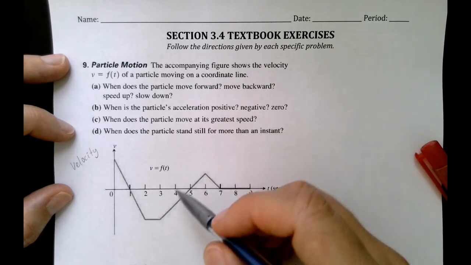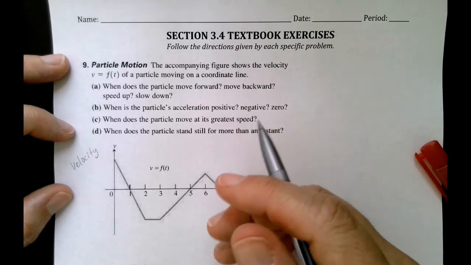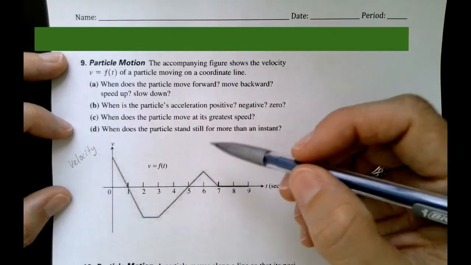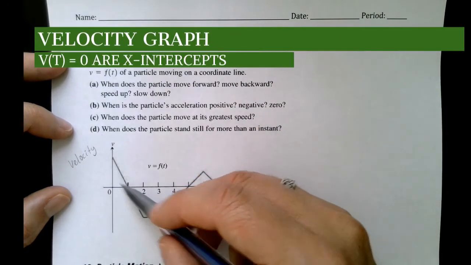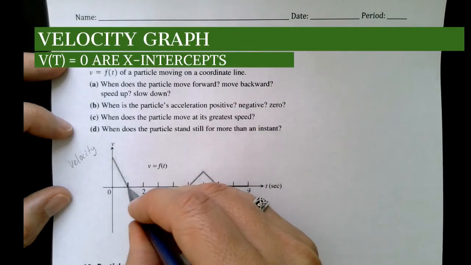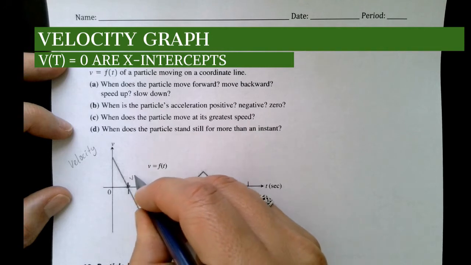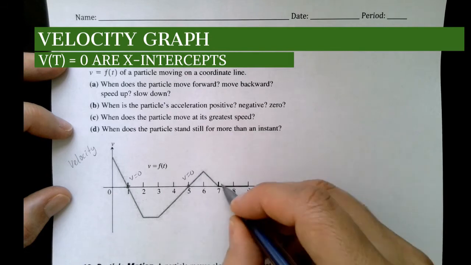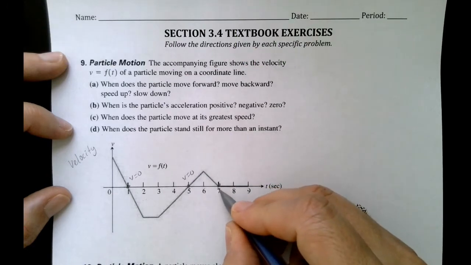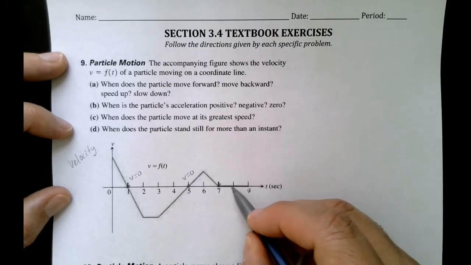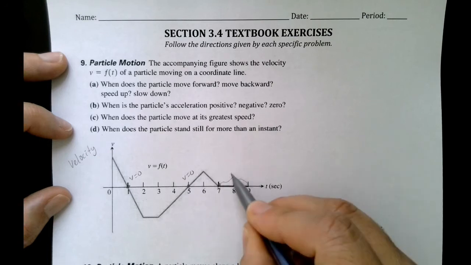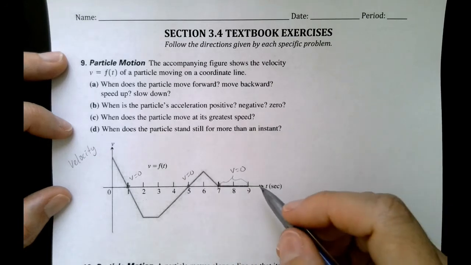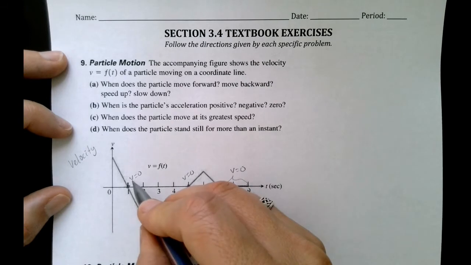Now remember, velocity is the direction and magnitude of your object. The first thing I want to do is note, where is velocity 0? Well, that's going to be an x-intercept right here. Velocity is 0 there. Velocity is 0 there. And velocity is actually 0 over this entire stretch right here. Now, if velocity is 0, that means acceleration is also 0.